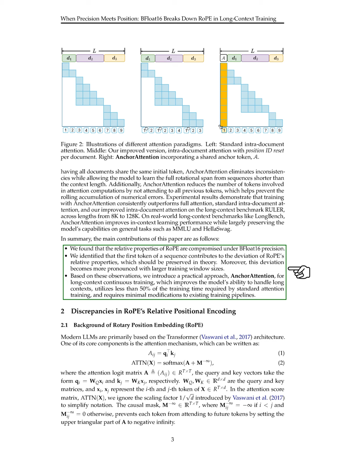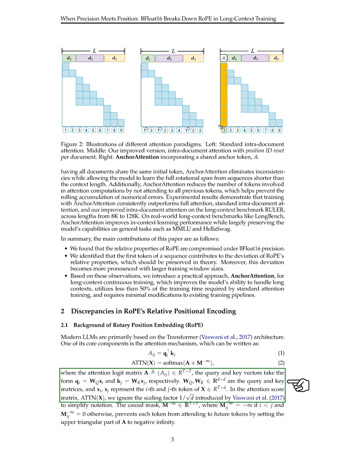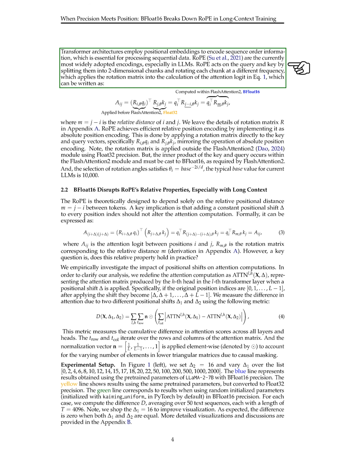Section: Discrepancies in RoPE's relative positional encoding. In this section, we explore the discrepancies in RoPE's relative positional encoding. We begin by discussing the background of Rotary Position Embedding, RoPE, which is crucial for modern large language models, LLMs, that utilize the transformer architecture. A key feature of this architecture is the attention mechanism, where we define the attention logit matrix and the roles of query and key vectors. We note that positional embeddings are essential for understanding the order of sequences, and RoPE is widely used in LLMs.